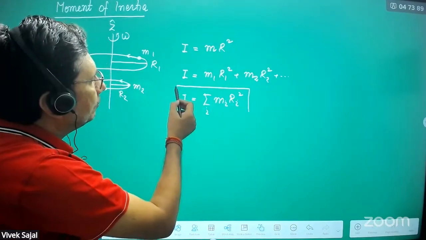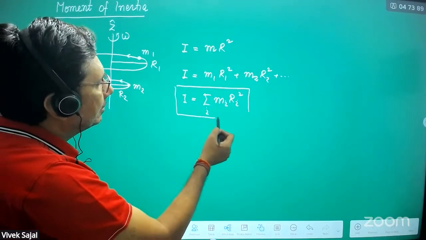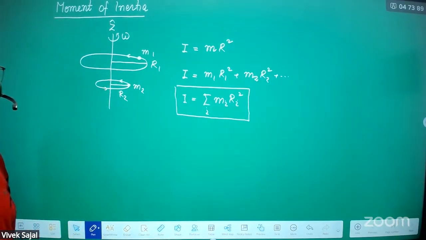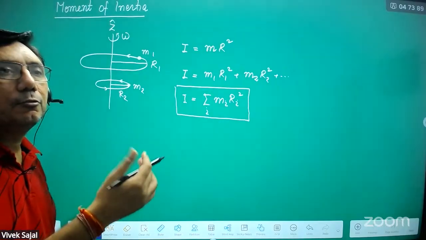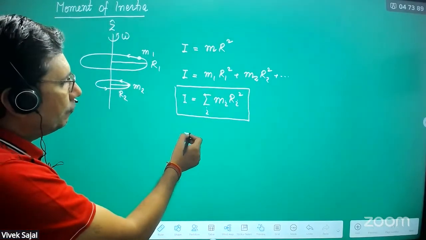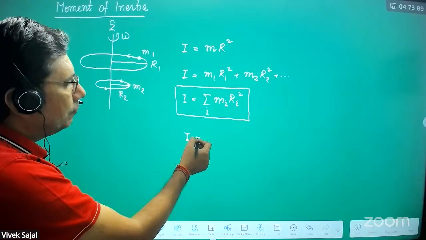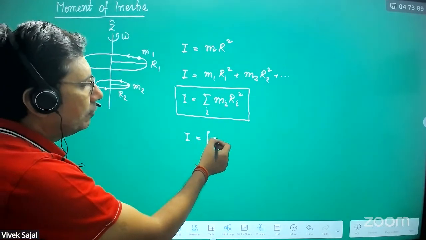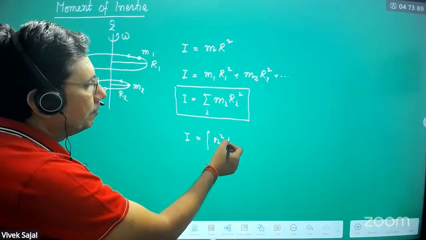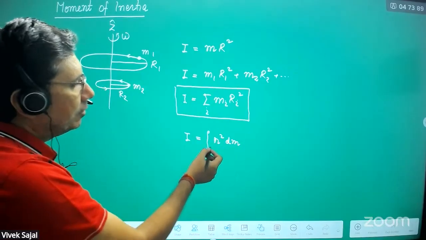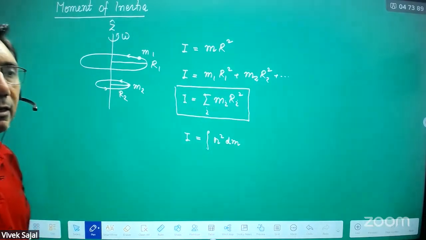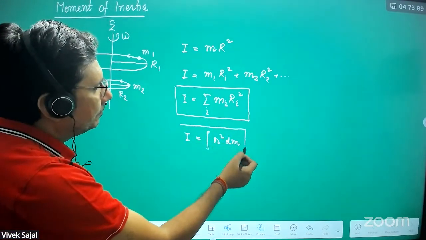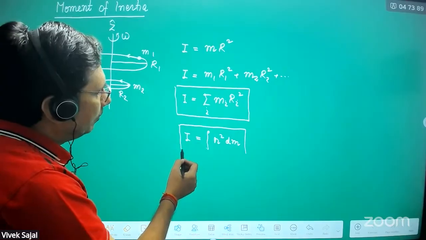If in place of discrete particles you have a rigid body made up of a continuous distribution of mass, then for moment of inertia you will use this formula. For a continuous distribution of mass, you will use integral of r square dm. For the complete body, you are going to integrate. So this will be the formula for moment of inertia.